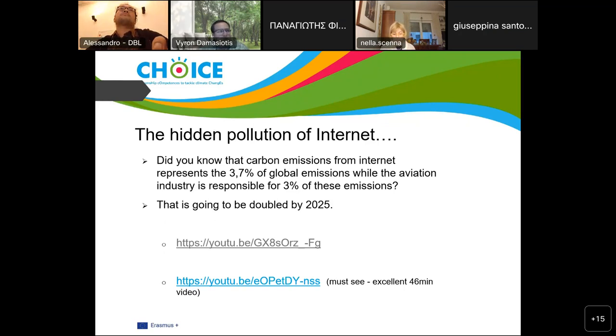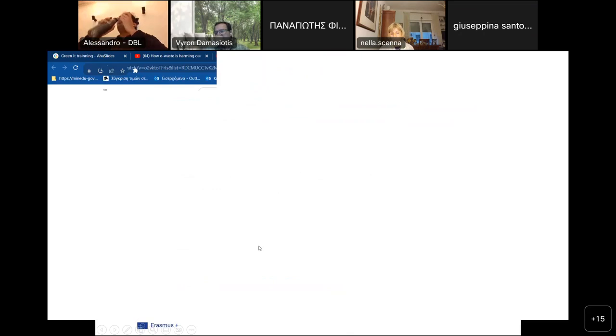I don't know if you ever considered it, but I was also surprised when I read that the carbon emissions from the internet represent 3.7% of global carbon dioxide emissions, while the entire aviation industry represents only 3% of these emissions. So the internet produces more carbon than all the airplanes flying in a year. This is going to be doubled by 2025, according to estimates. We will see a video about the hidden pollution of the internet that presents all this.